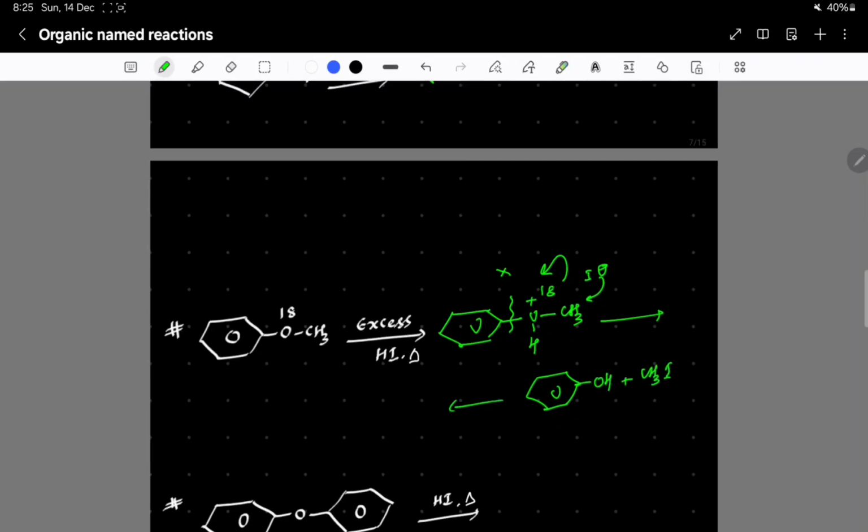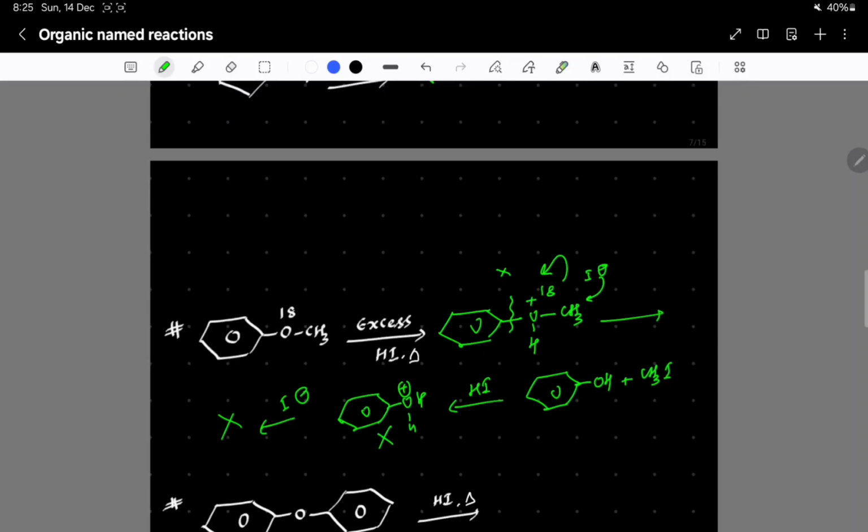Now again I am adding 1 mole of HI, because HI is in excess. Step 1 is possible. But the I minus step is not possible, because it would form a phenyl carbocation, which is highly unstable, so further reaction is not possible.